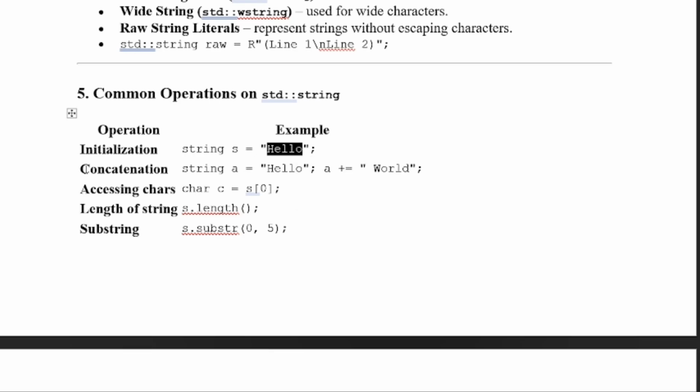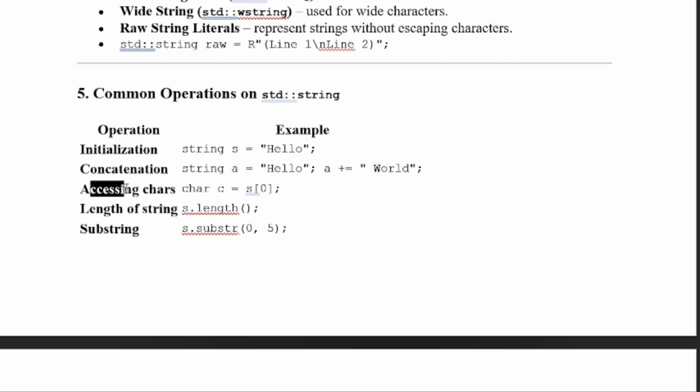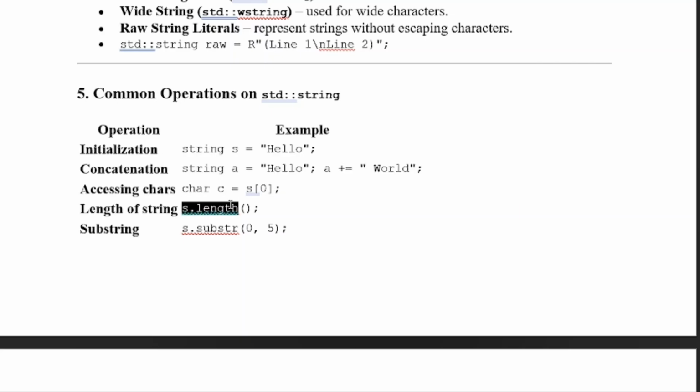The second is concatenation. We just concatenate two strings. The first one is "hello", and the second is "world". So we are just adding this "world" to the "hello". And the third one is accessing characters. We just access the character at index 0 of the string. Then this is for the length. We are finding the length of the string, so we are using this length function.